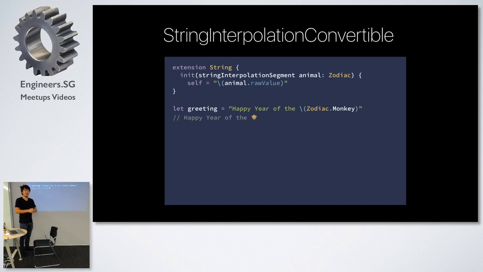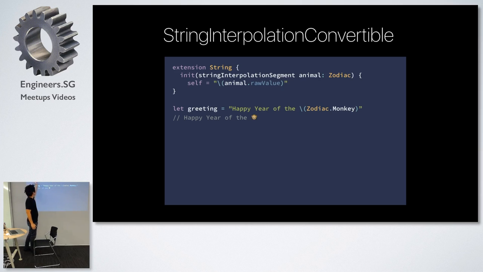So remember I said you can't extend initializers, right? But you can overload them. I can overload another initializer that takes a Zodiac. And I say, when you see this guy, print a raw value and assign it to myself.